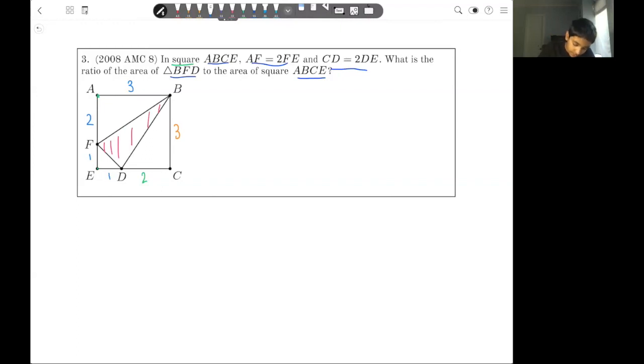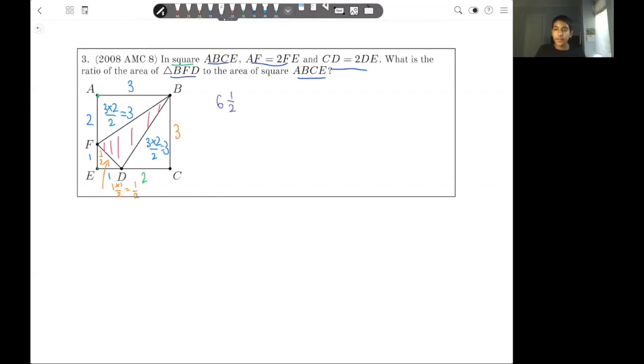So AFB has the area of 3 times 2 divided by 2, which is 3. BDC has an area of 3 times 2 divided by 2, which is 3 as well. And FED has an area of 1 times 1 divided by 2, which is just 1/2. So the sum of the areas of these 3 regions is just 6.5.